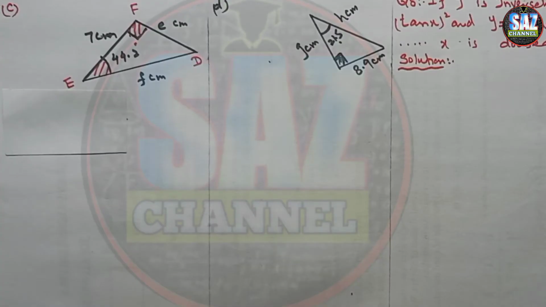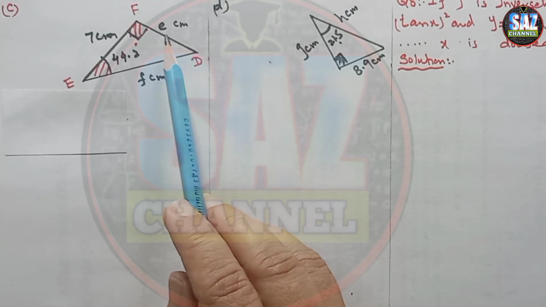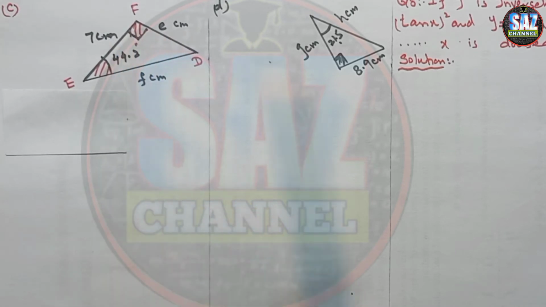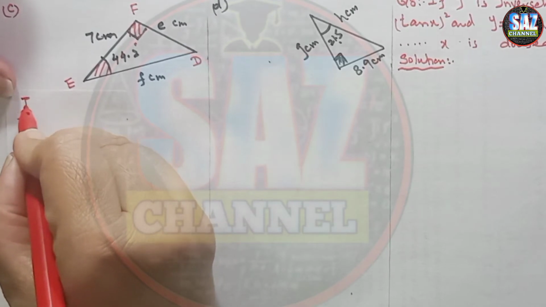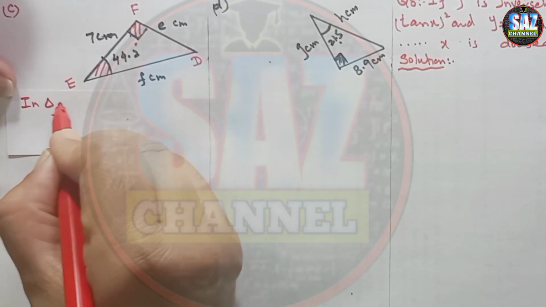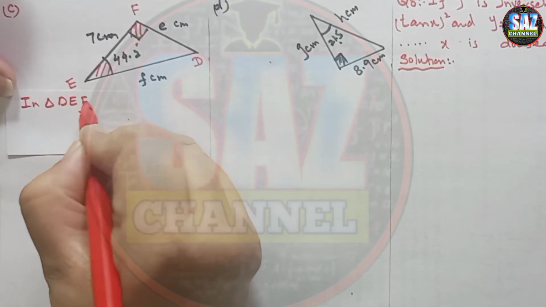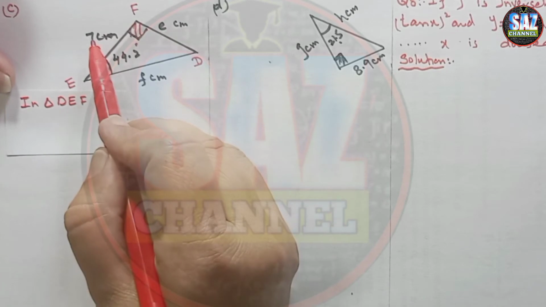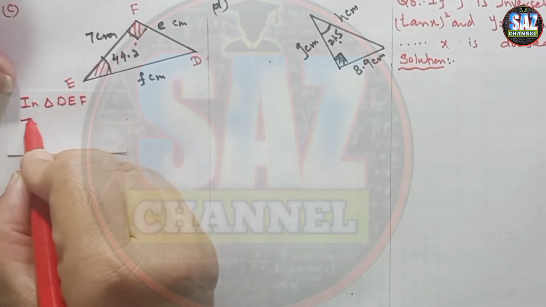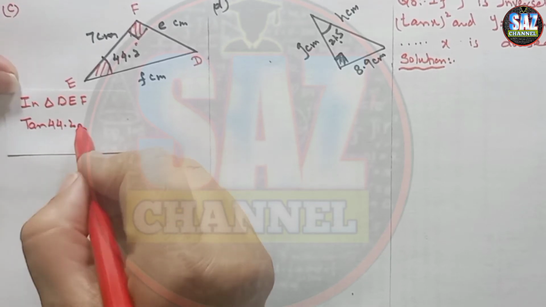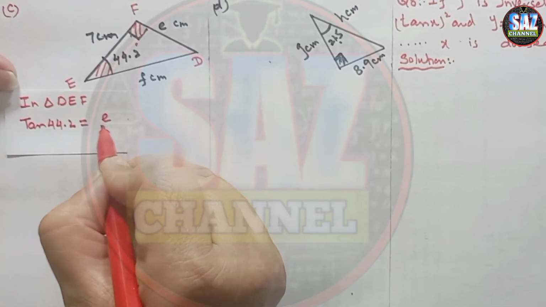Now let's decide which trigonometric ratio is suitable for finding E. E is opposite and 7 is adjacent. So in triangle DEF, opposite upon adjacent: tangent 44.2 equals E upon 7.